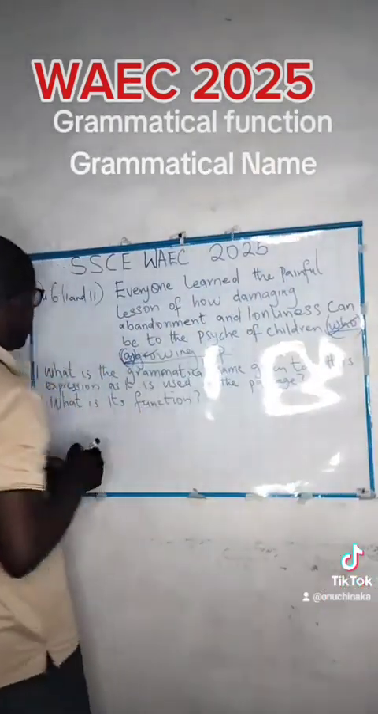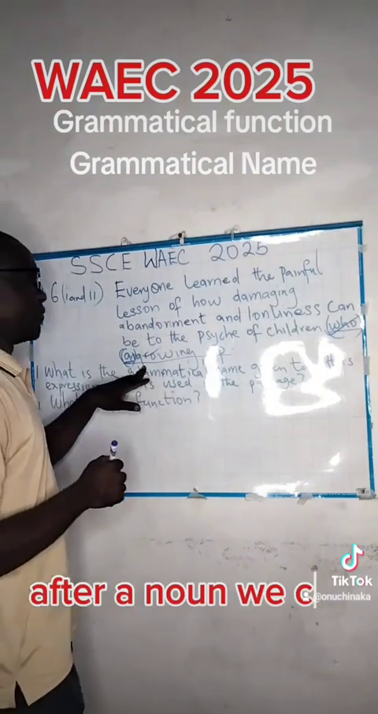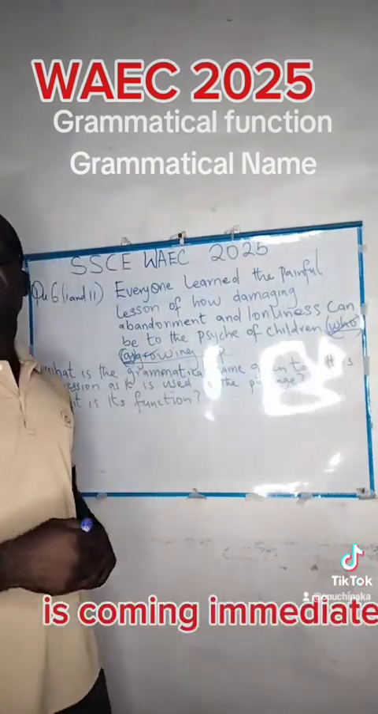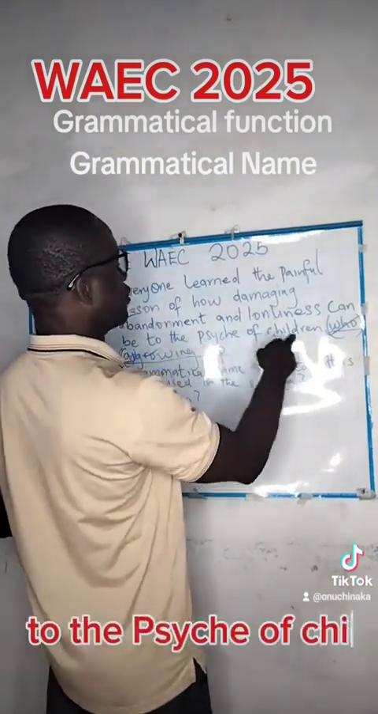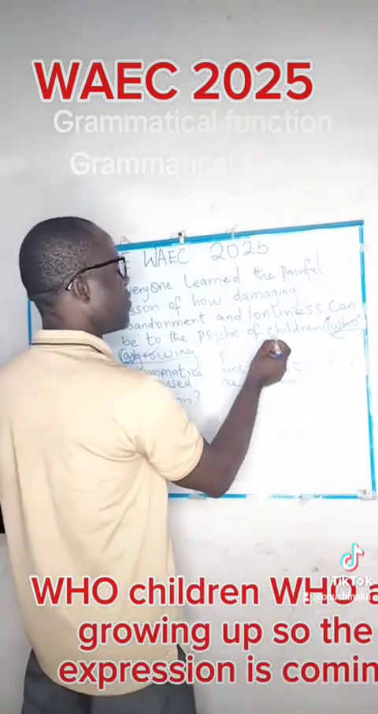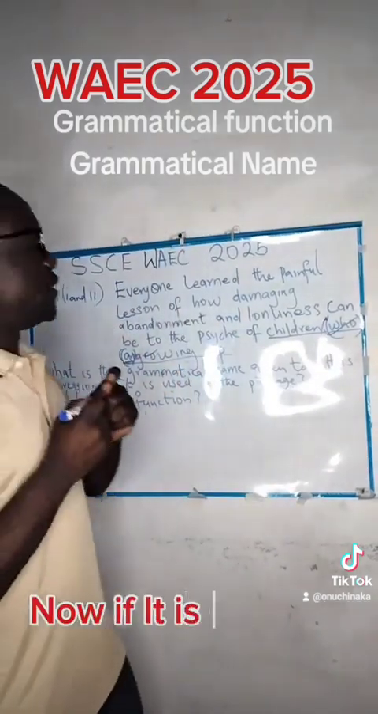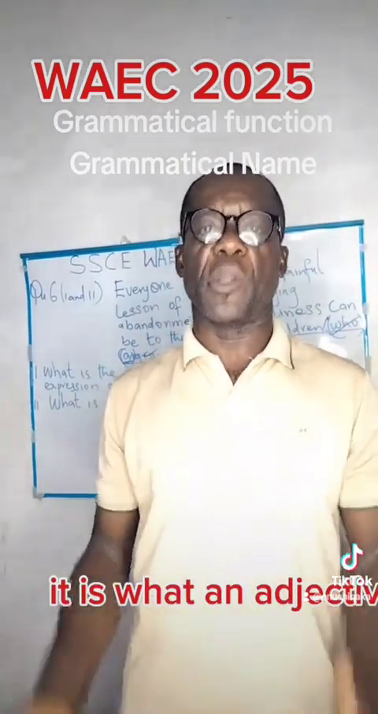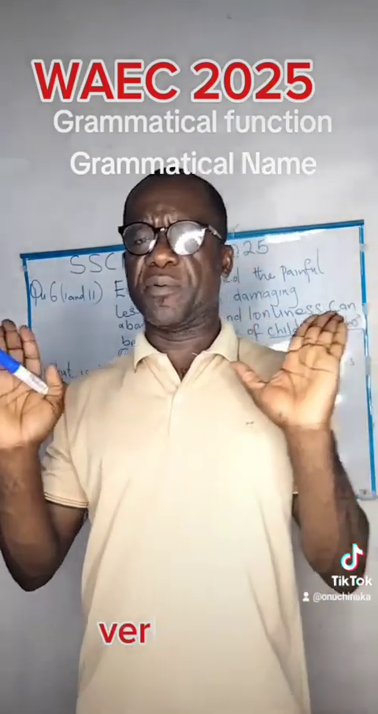Then number 3, we check if it is coming after a noun. We check if the underlying expression is coming immediately after a noun. For instance, to the psyche of children who are growing up. So the expression is coming just after the noun children. Now, if it is the situation, therefore, it means it is what? An adjectival clause or a relative clause. Very simple.